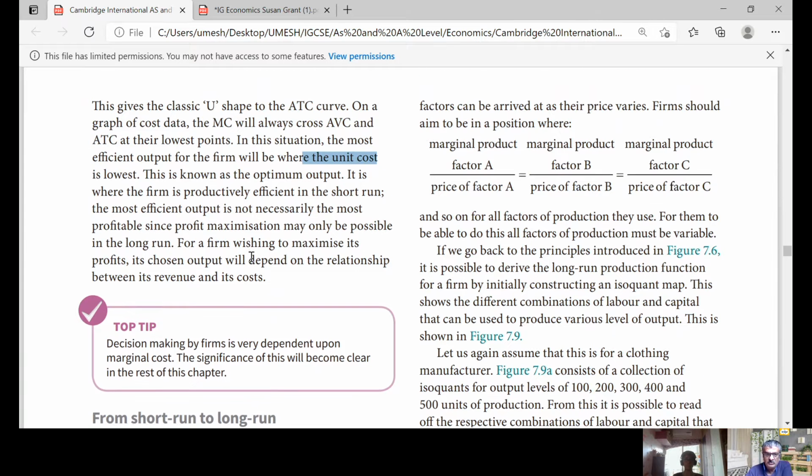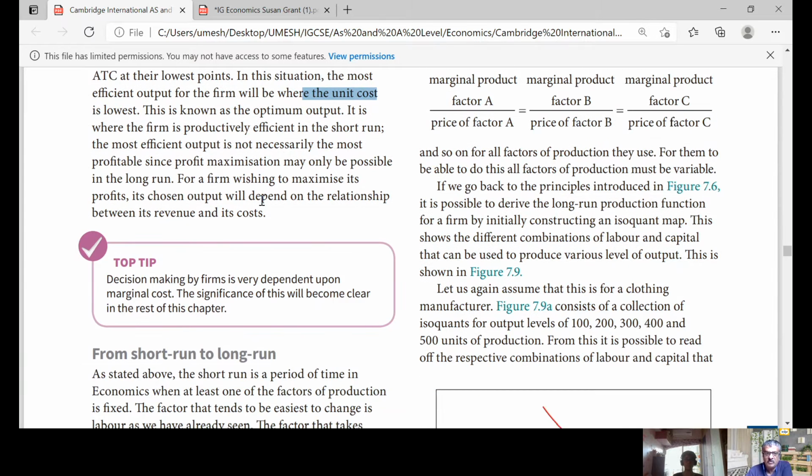For a firm wishing to maximize its profit, its chosen output will depend on the relationship between the revenue and its cost. So whenever the firm wants to maximize profit, it will depend upon the cost and the revenue that they are earning. What is optimum output? Underline this also: the most efficient output is also known as optimum output.